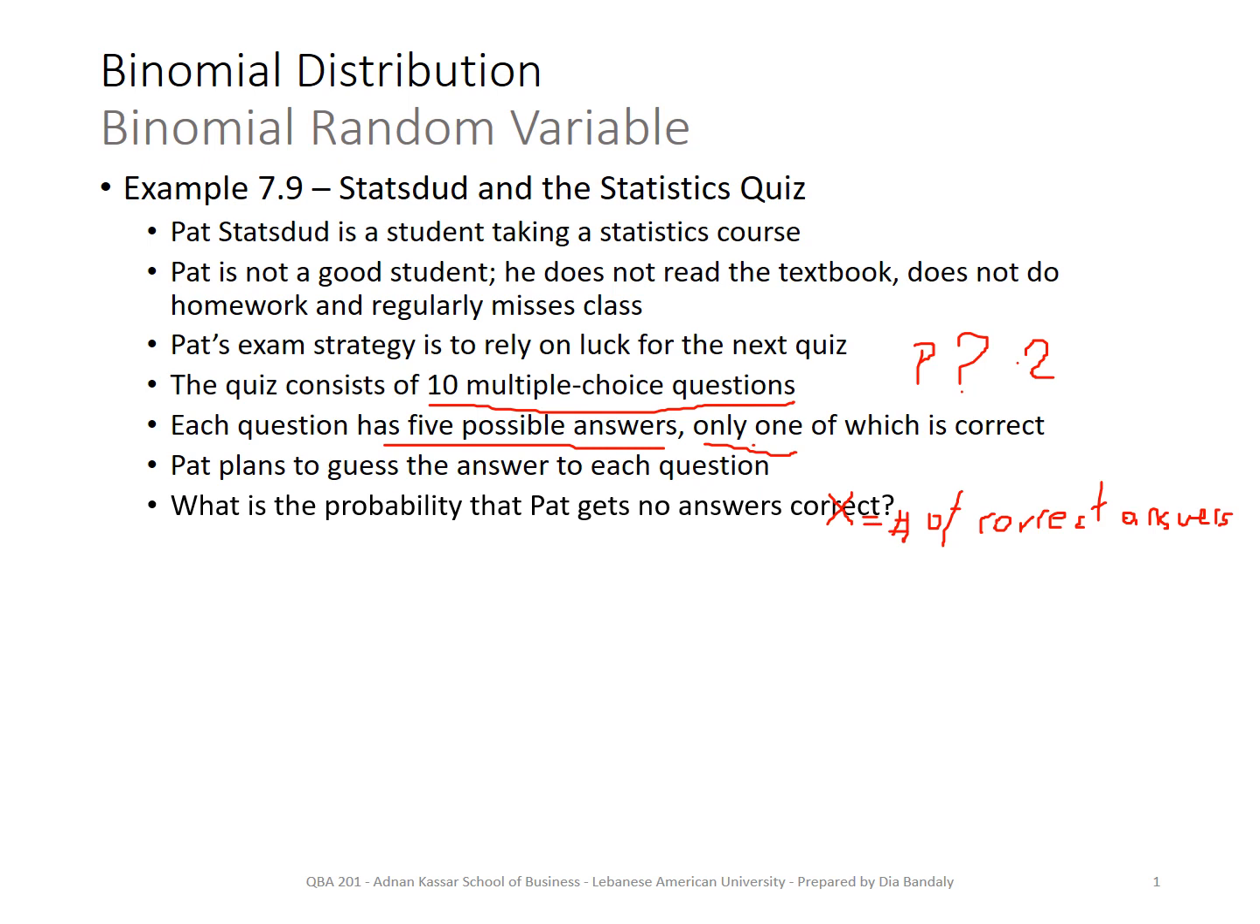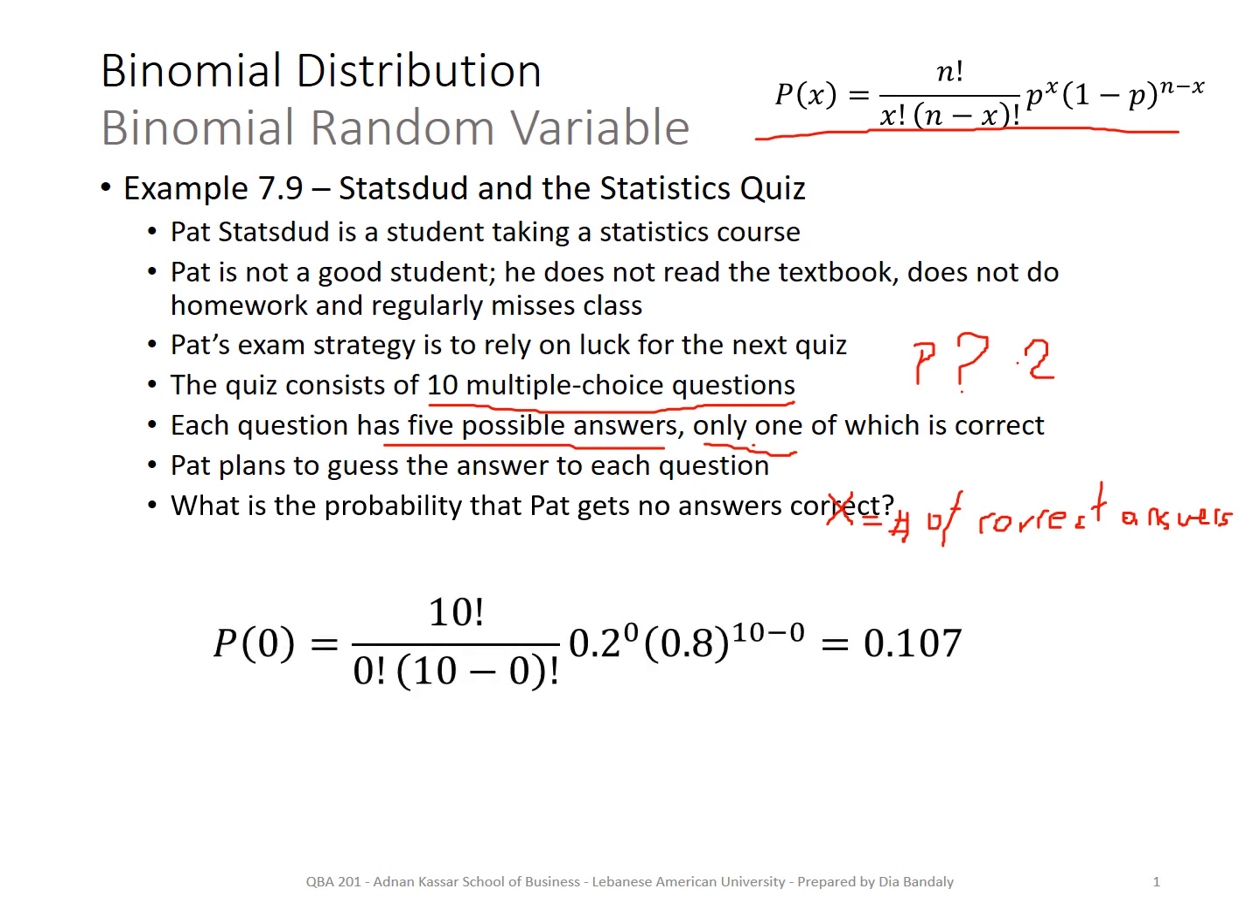So what's the probability that Pat gets no answer correct? So meaning that this is P of x equals 0. Now let's remember what the binomial probability function is, just to remember how to use it. So all I have to do now is to substitute x here with 0, n with 10 because we have 10 questions, and p with 0.2 and 1 minus p with 0.8, and we're ready.